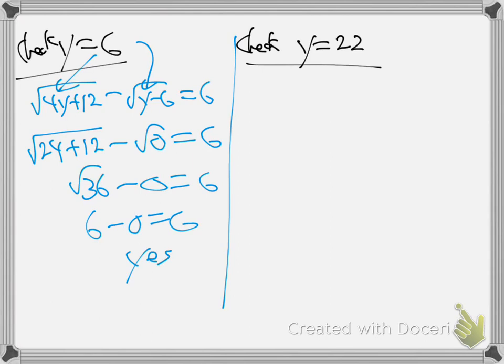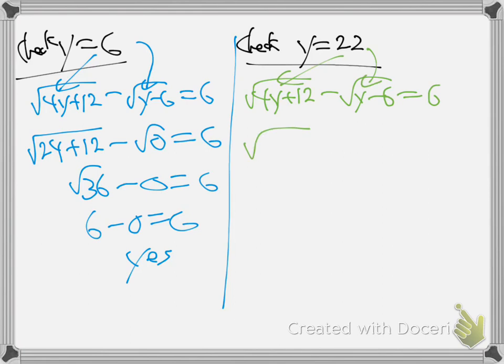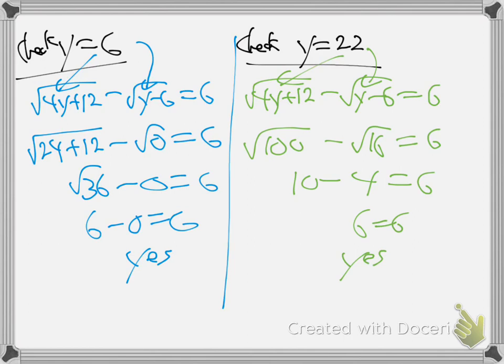Yes. How about the other side? So square root of 4y plus 12 minus square root of y minus 6 is 6. Put in the 22. That's going to be 88 plus 12. It's going to be 100. That's going to be minus 4, 16. Is a 6. 10 minus 4 is 6. Yes. They're both good. Both answers are good. 6 and 22 both make the thing true.